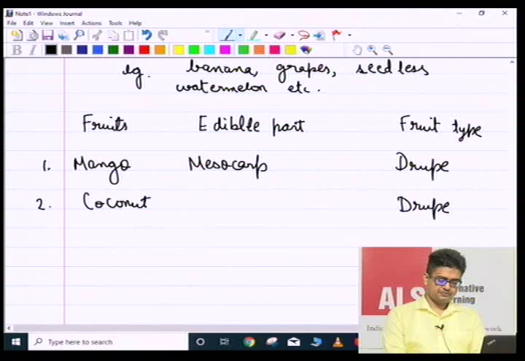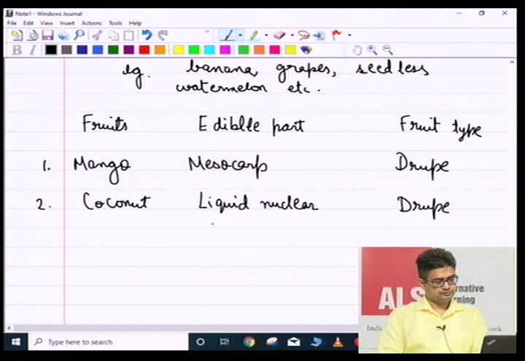So what is it? Anybody? Endosperm. Very good, very good. Liquid endosperm. Only one term is missing. Okay, only one word is missing. Liquid nuclear endosperm. Nuclear endosperm.